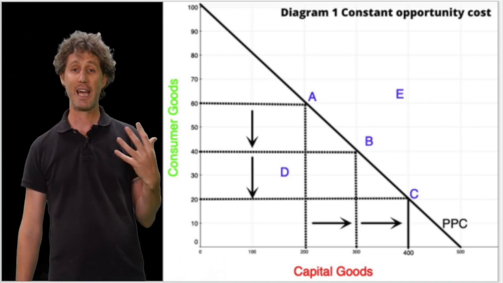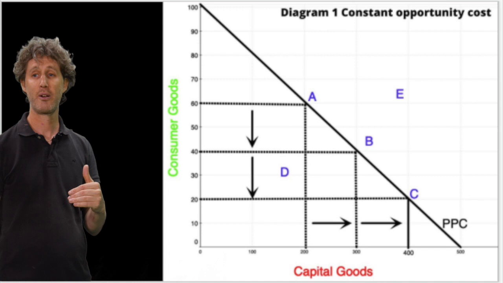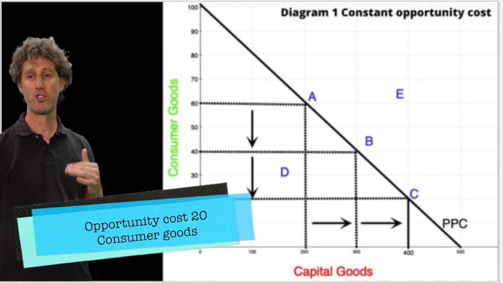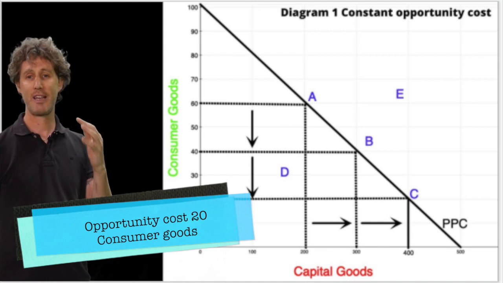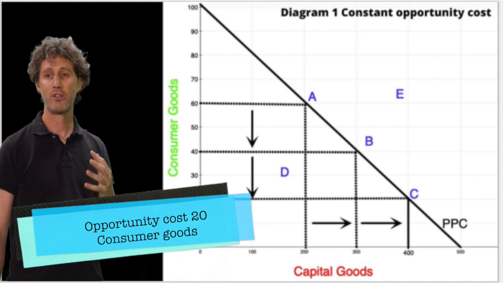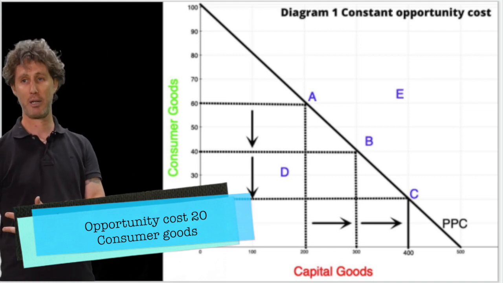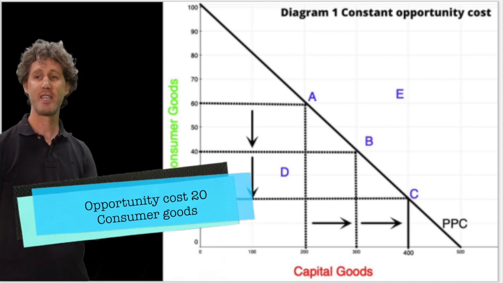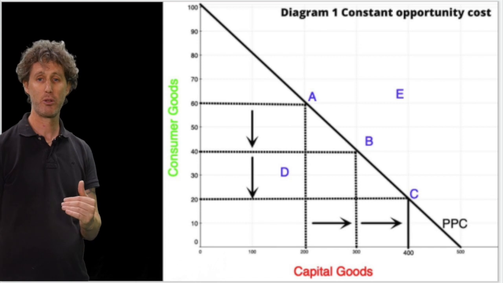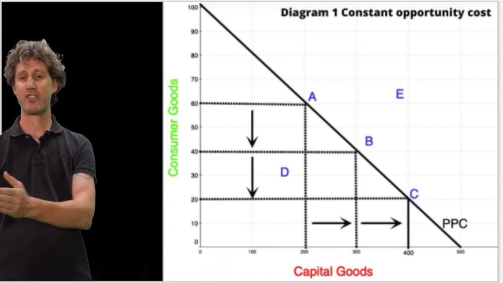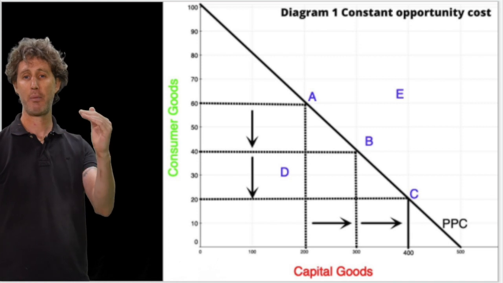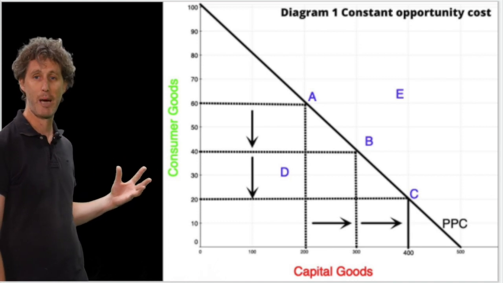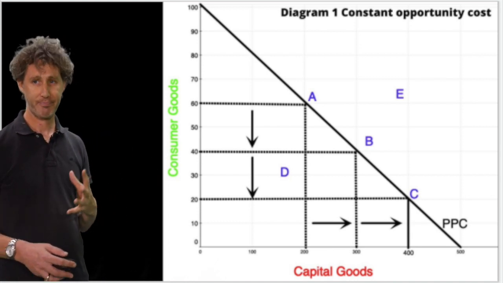If we were to move from point A to point B, we can do that, but we have to give up some consumer goods. These consumer goods that we give up are called the opportunity cost. So we're giving up 20 consumer goods, but we gain 100 extra capital goods at point B. Then if we move from point B to point C, again, we have to give up consumer goods, but we gain an additional 100 capital goods, and we lose 20 consumer goods. So the opportunity cost there will be 20 consumer goods for those capital goods that we gain as a result.